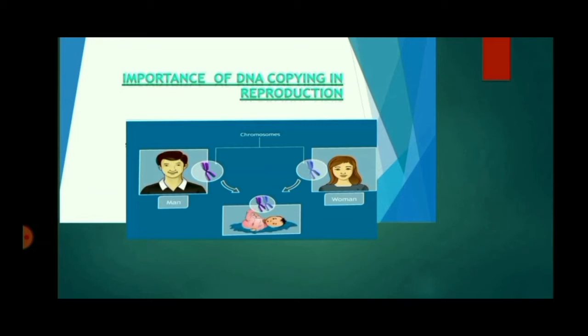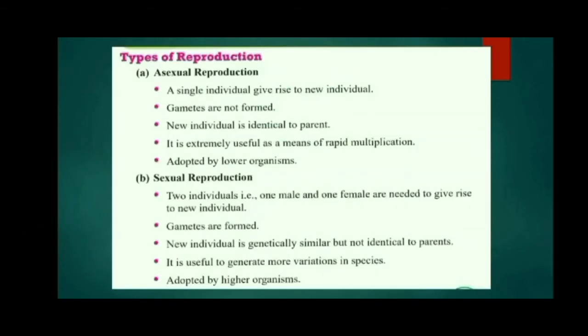When a DNA copy is created, there is some variation. It is not an exact copy. This variation helps species to survive in adverse conditions.